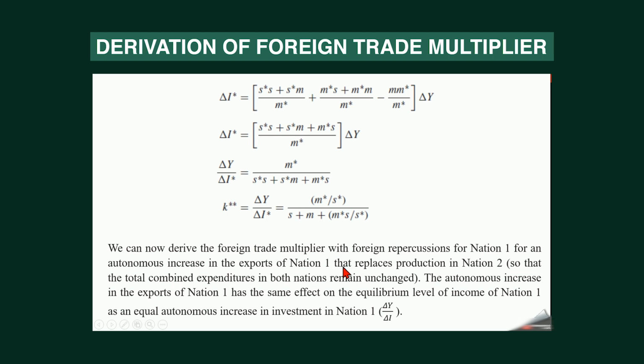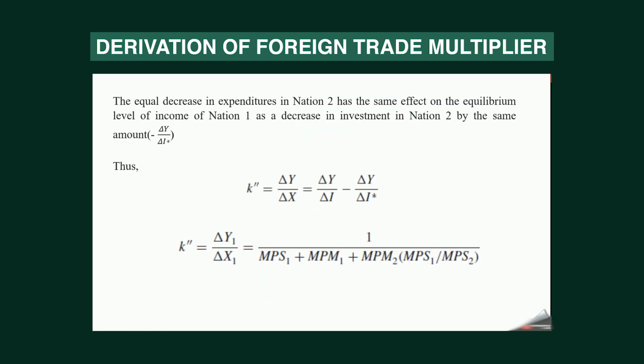Now note, the foreign trade multiplier with foreign trade repercussion in nation 1 can now be shown due to two effects. Autonomous increase in export in nation 1 also has the same impact as change in investment. In that case, the foreign trade multiplier will be shown as change due to change in export is equal to change in investment in the domestic country, then minus that change in the foreign country. And this gives rise to the foreign trade multiplier in case of repercussion. We will talk about limitations of this foreign trade multiplier.